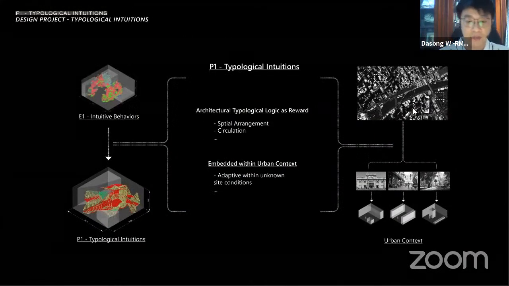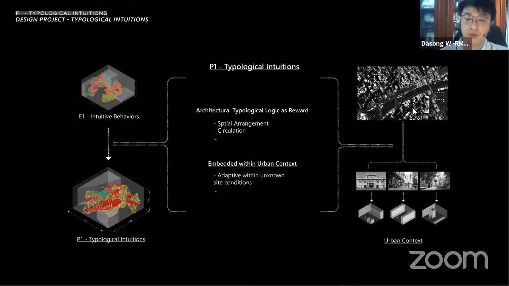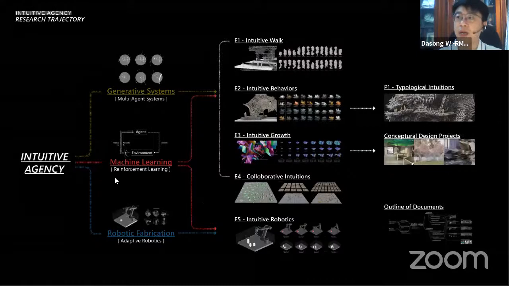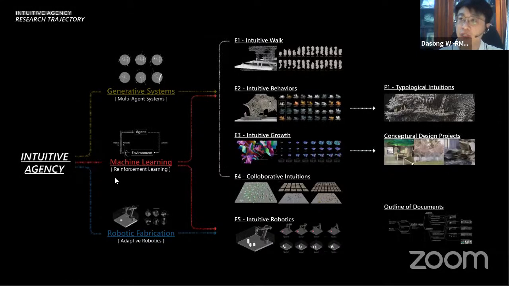As a further development, this is another ongoing project proposal to push forward the experiment of intuitive behaviors. The design project will further develop the approach by increasing its scale and functional complexity. The architectural topology logic and some macro level logic will be encoded as a reward to train the system. And some actual urban context will be integrated as a test ground and demonstrate how the process will operate in a larger and more complex scenario. So this is a combination of generative systems and machine learning, which is one significant part of my research.